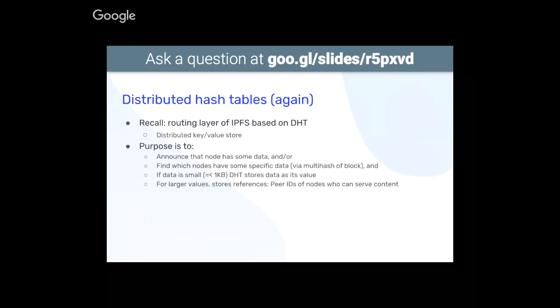And then if the data is pretty small, less than 1 kilobyte, we can store this data as a value directly in the distributed hash table. So instead of having to say, I'm looking for this content, who has it, if it's small enough content, we can just say, I'm looking for this content, and thank you very much. For larger values, which is pretty much everything else, we just store a reference to the data. In the case of IPFS, we store the peer IDs of the nodes who can actually serve up the content. So this is a pretty simple idea, right? We've got this DHT, all the keys are content IDs, and the values are the peers that can serve that up.